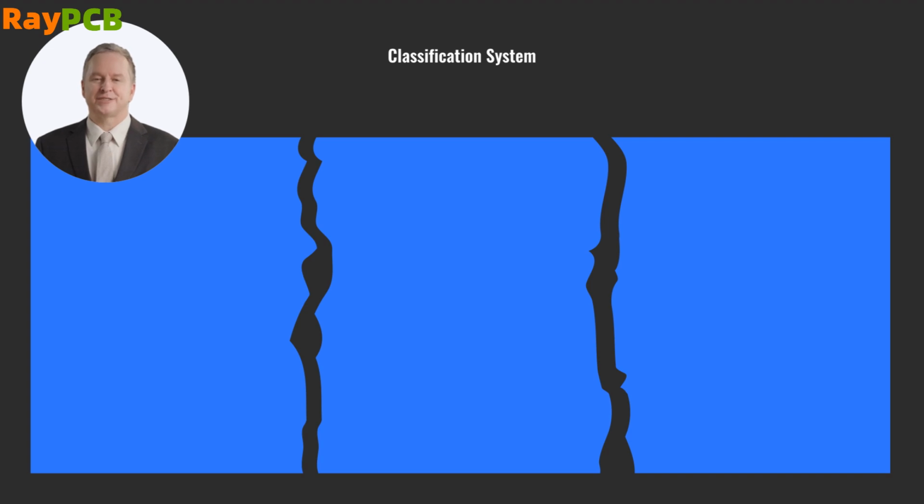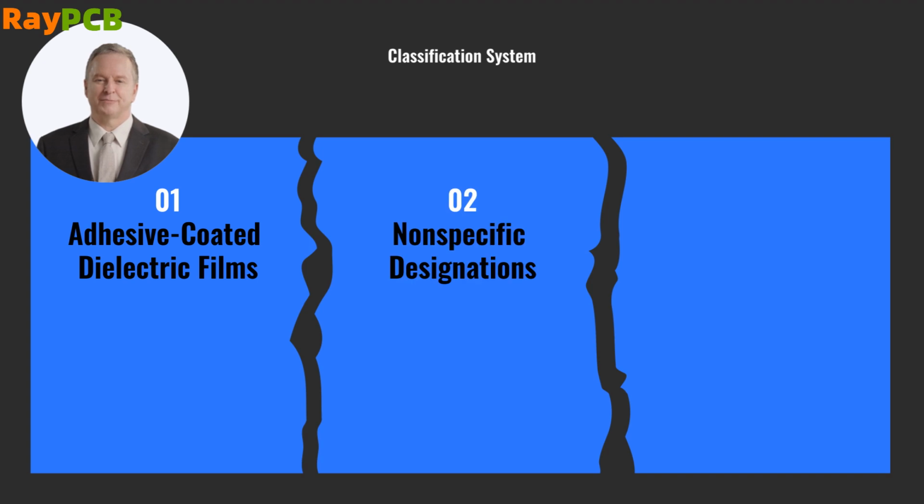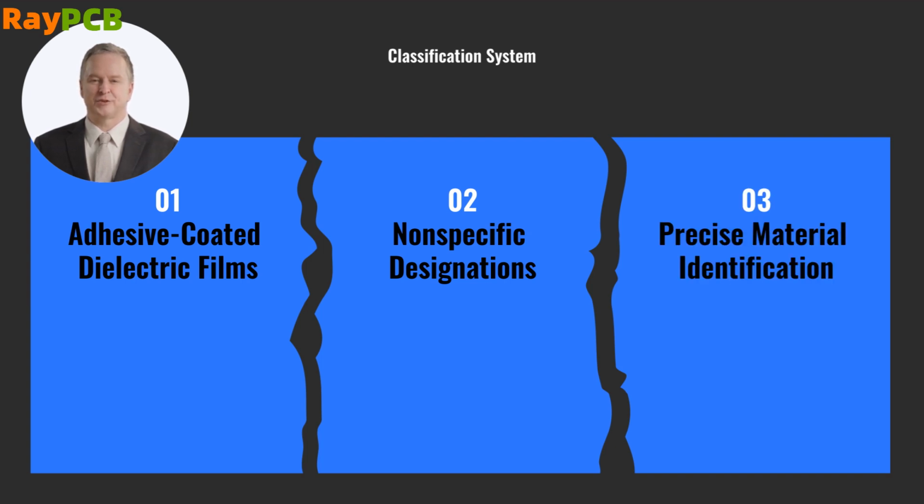The classification system distinguishes adhesive-coated dielectric films and bonding films. Non-specific designations are used on master drawings for material selection, while specific designations appear on purchase orders. This ensures precise material identification without cluttering master drawings, facilitating efficient procurement and design processes in flexible printed circuitry.